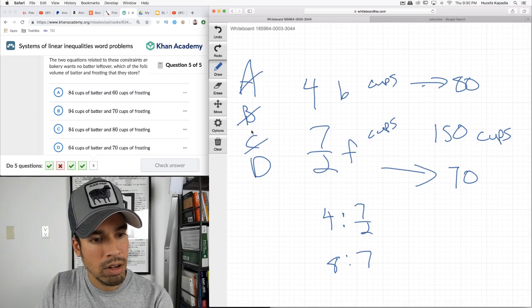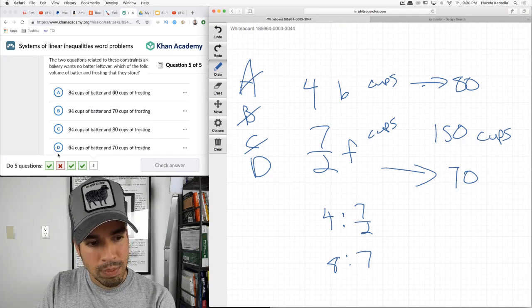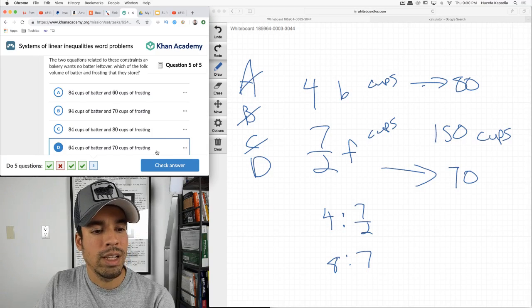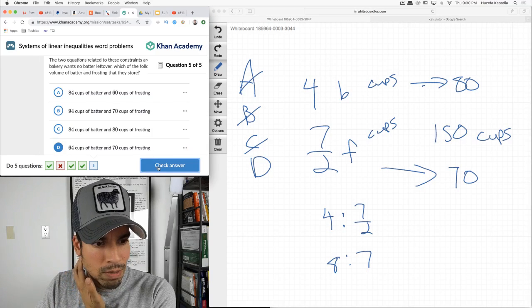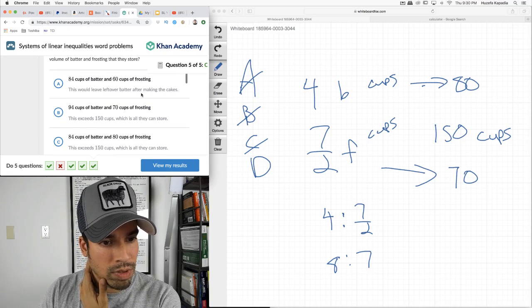B and C are beyond the 150 threshold. Weird questions. And then it's got to be D. And then clearly there's less batter being used than frosting, unless I'm misunderstanding something. All right, cool. Yep, C exceeds 150.